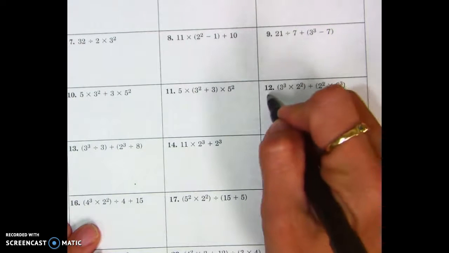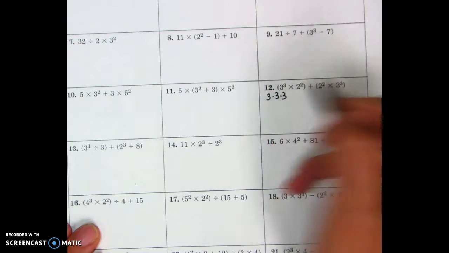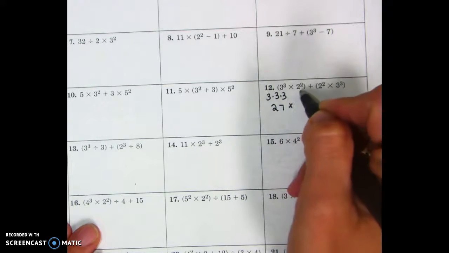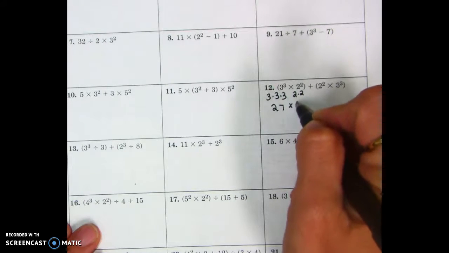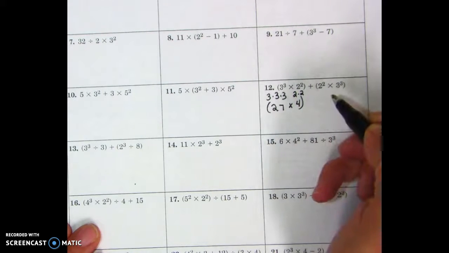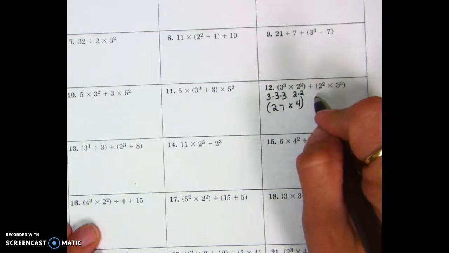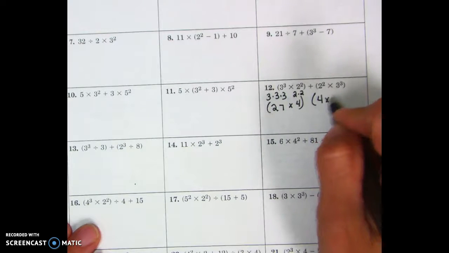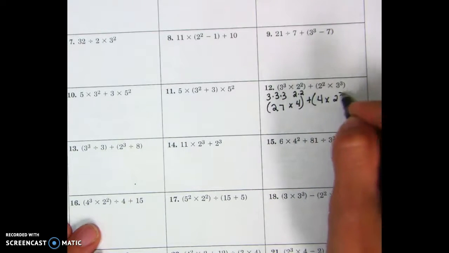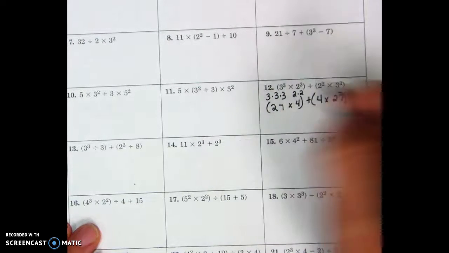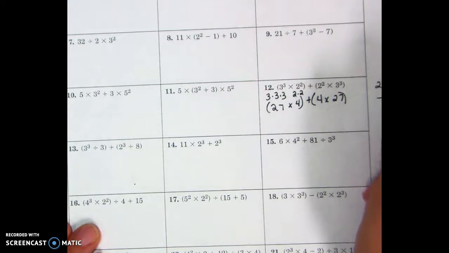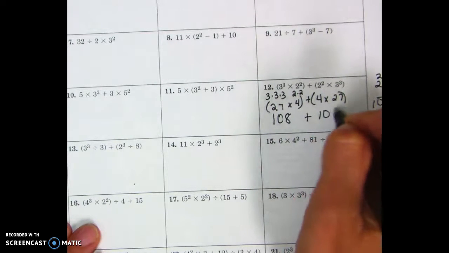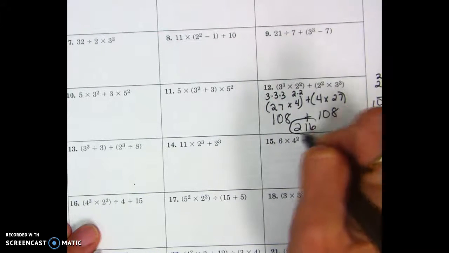3 to the third power, that means 3 times 3 times 3. 3 times 3 is 9, times 3 would be 27. And then 2 squared would be 2 times 2, which is 4. And then this parentheses would be 2 times 2, which is 4. 3 times 3 times 3 would be 27. And then I'm going to add those together. So 27 times 4 would be 108 plus 108. So 216 would be my answer on that one.